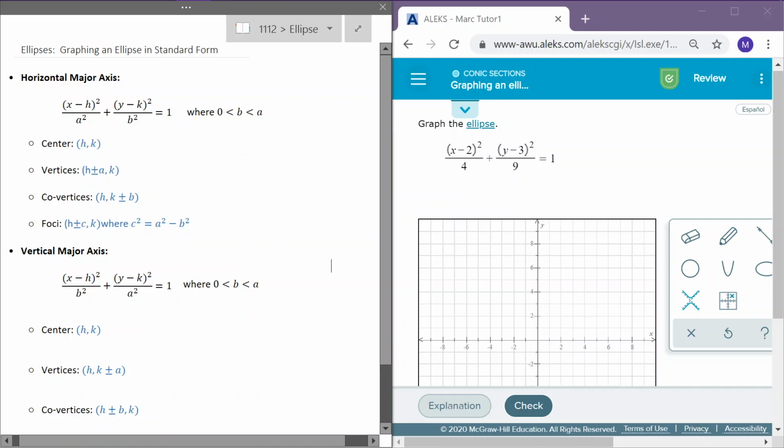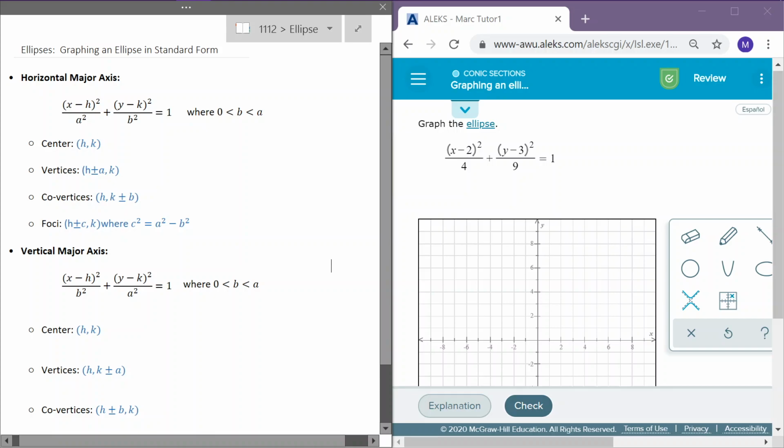In this video, we're going to be looking at graphing an ellipse that's in standard form. An ellipse that has a horizontal major axis has standard form (x minus h)² over a² plus (y minus k)² over b² equals 1, where 0 is less than b is less than a.